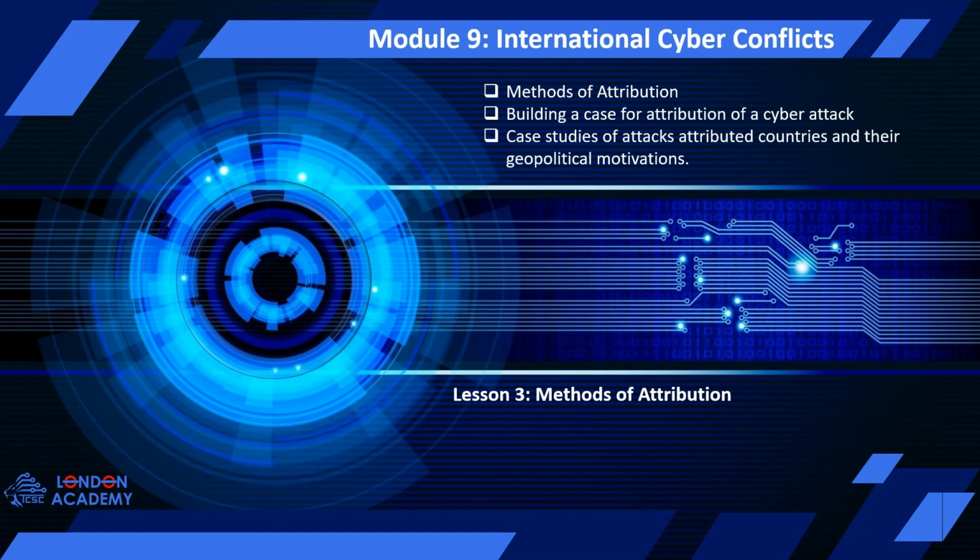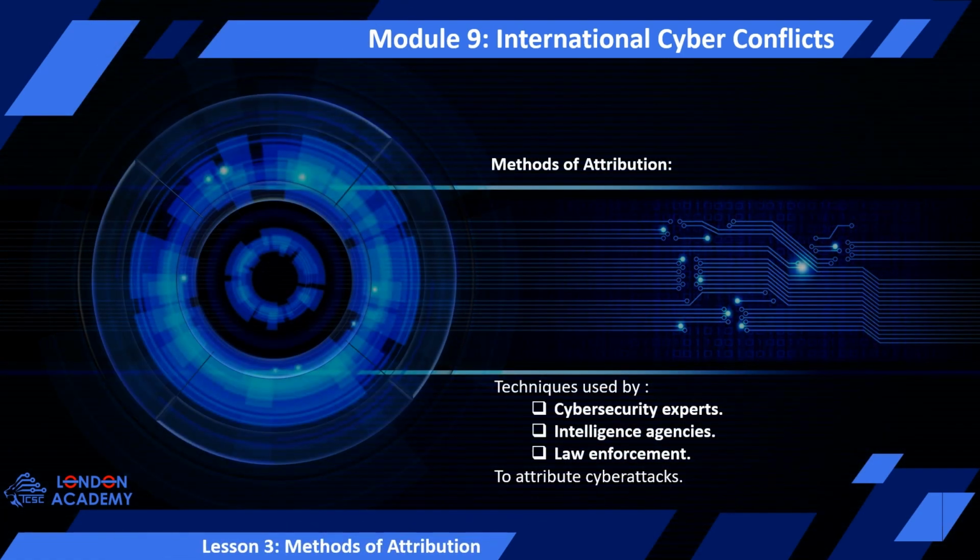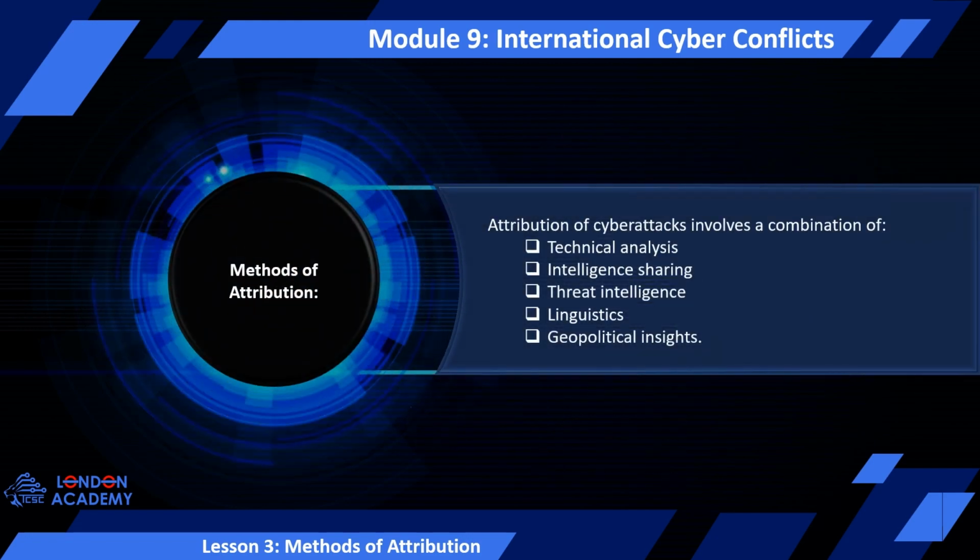This lesson covers the following: Methods of Attribution, building a case for attribution of a cyber attack, case studies of attacks attributed to countries and their geopolitical motivations. Let's start with the methods of attribution. Examining techniques used by cybersecurity experts, intelligence agencies, and law enforcement to attribute cyber attacks. Attribution of cyber attacks involves a combination of technical analysis, intelligence sharing, threat intelligence, linguistics, and geopolitical insights.